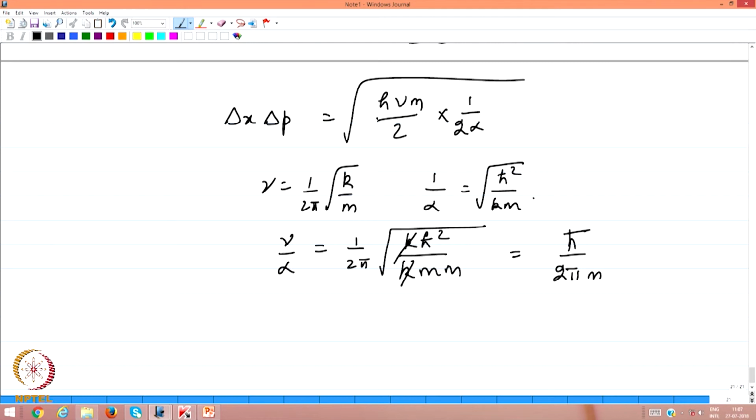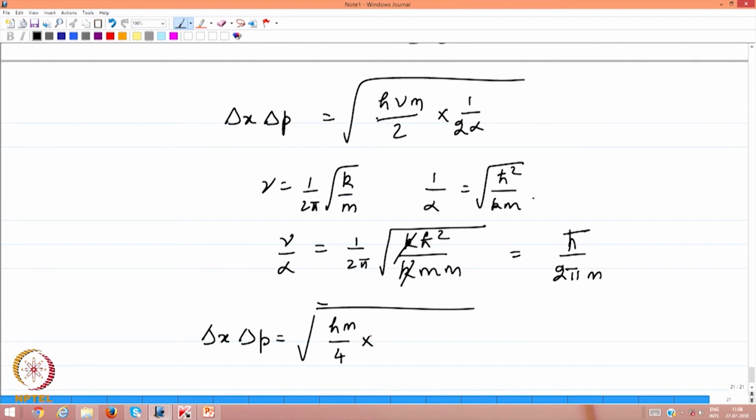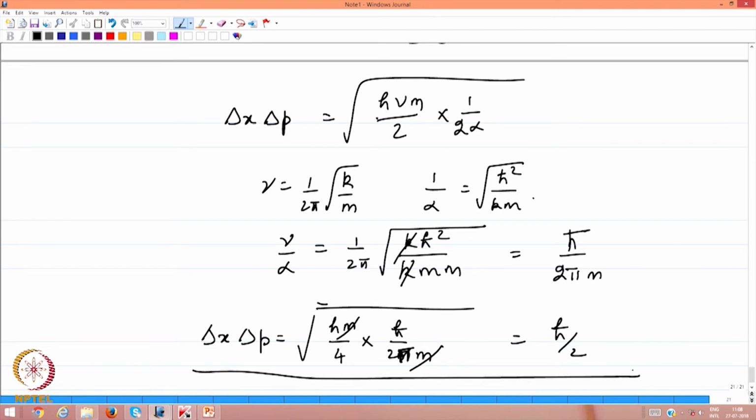And there is already an m here. Therefore, delta x delta p is the square root of h m by 4, and the nu by alpha is obviously h bar by 2 pi m. h by 2 pi is h bar, m goes away, and therefore you have h bar square by 4, and the answer is h bar by 2. You see that delta x delta p is exactly h bar by 2.